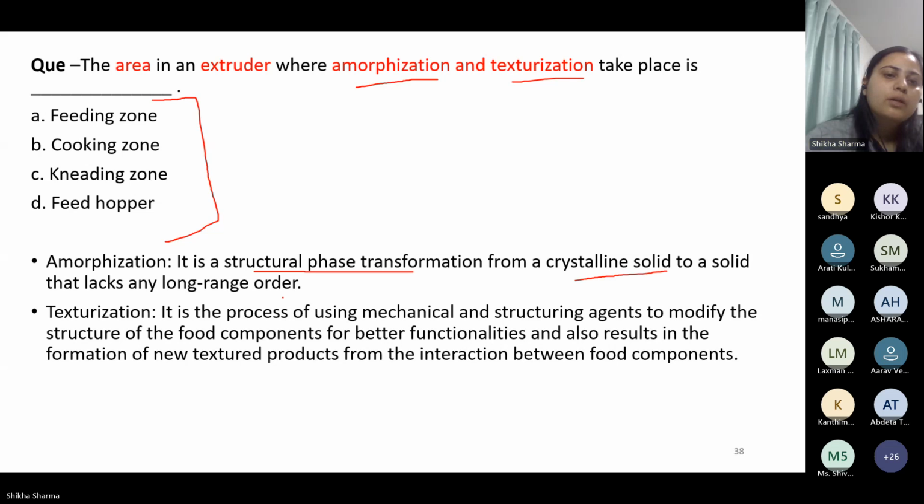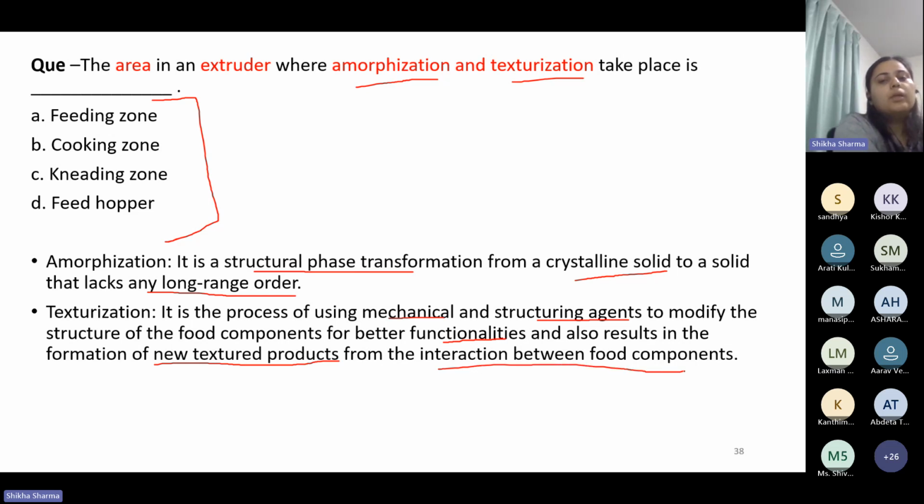to the amorphous, which is the lack of any range or order. So when the product converts from crystalline solid to amorphous, it is known as amorphization. And texturization means that when we apply mechanical pressure or force or structurizing agents, the structure of the product changes, its properties and functionalities become better, and it also results in the formation of new texture products due to the interaction between the food components.